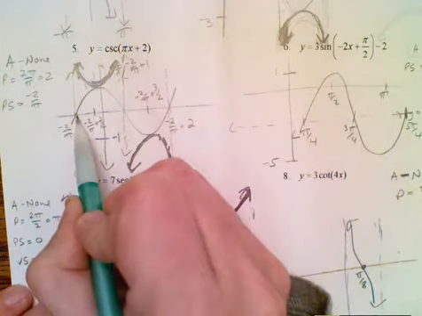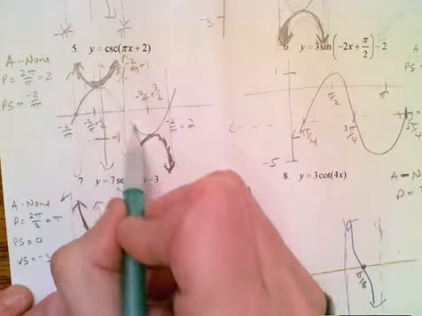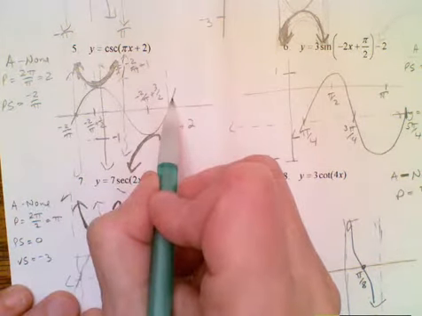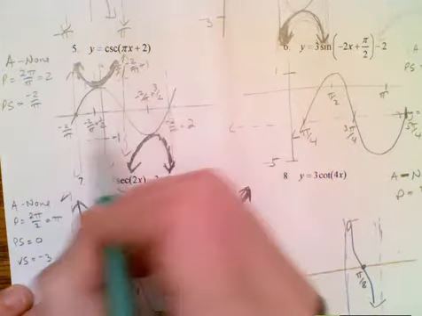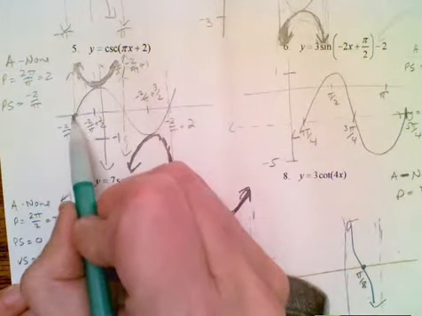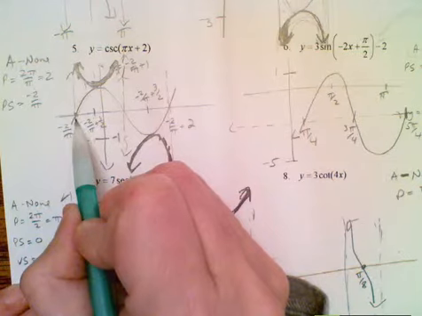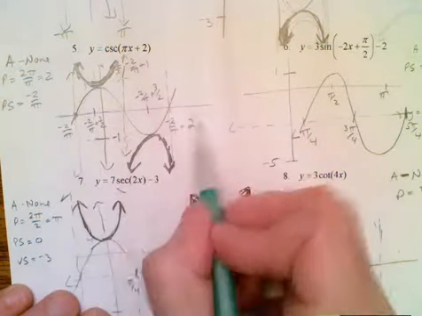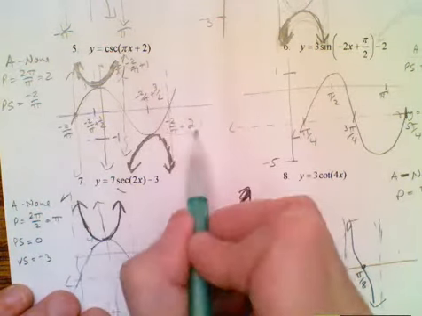That's the phase shift. I drew in my one cycle of the sine curve, and then to label it, I have to look at this and say, all right, if this is negative 2 over pi, if my period is 2, this is going to be negative 2 over pi plus 2.